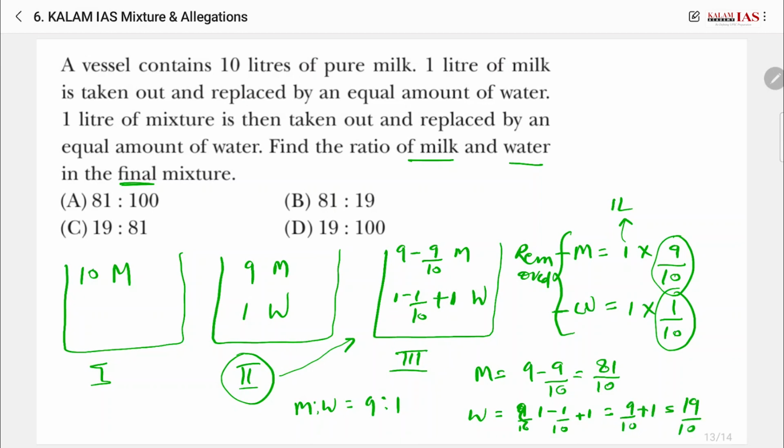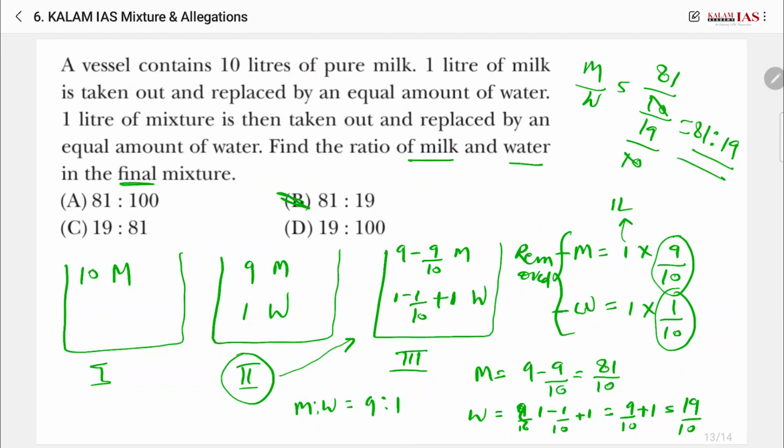Now we have to find the ratio of milk and water. Milk and water will be 81 by 10 divided by 19 by 10, which comes out to be 81:19. Answer will be B, option B.